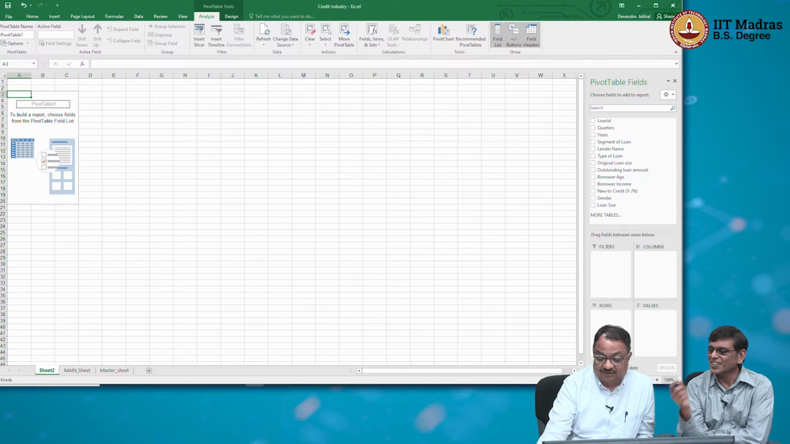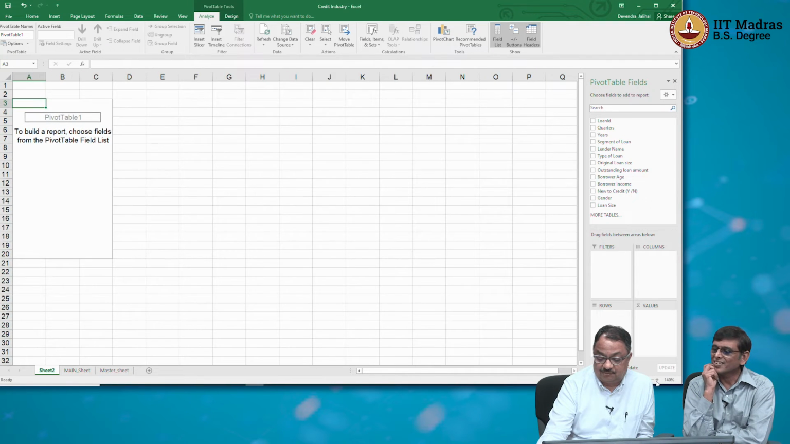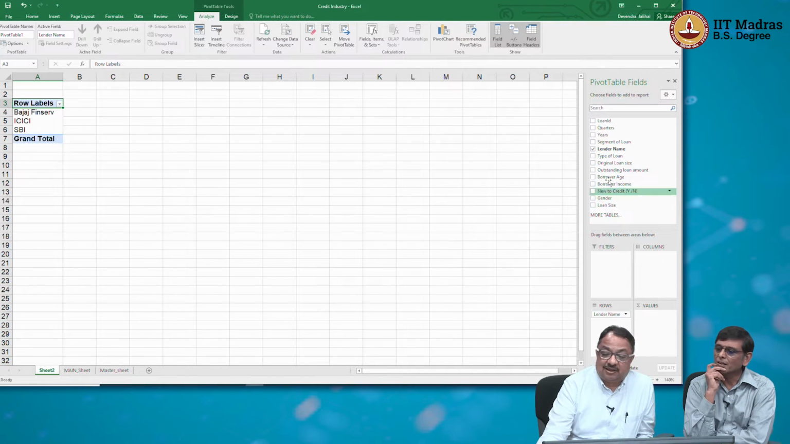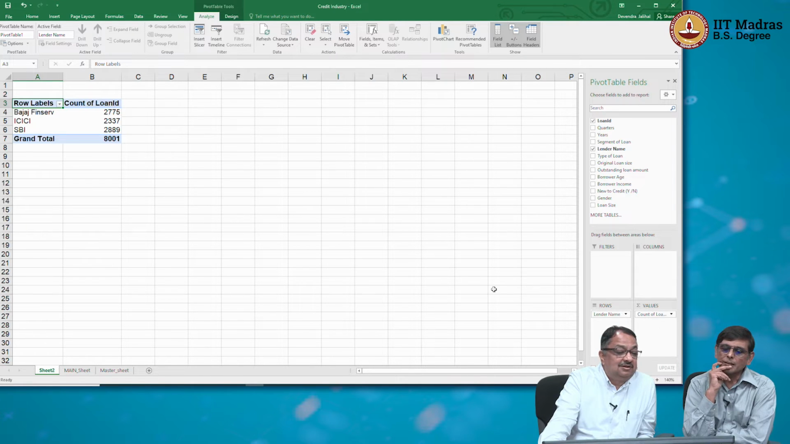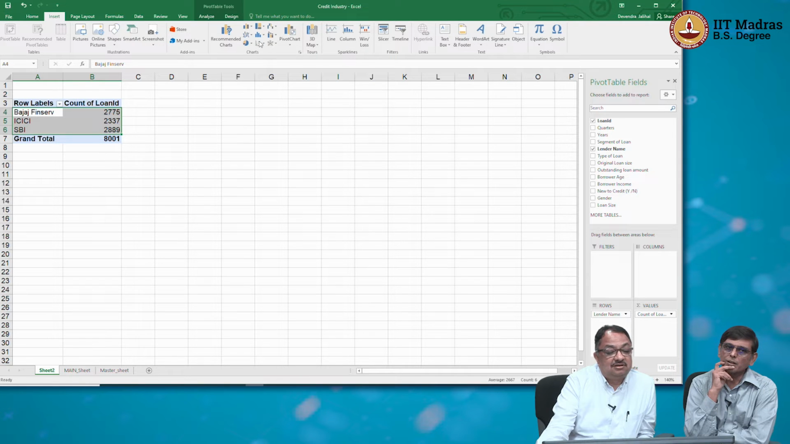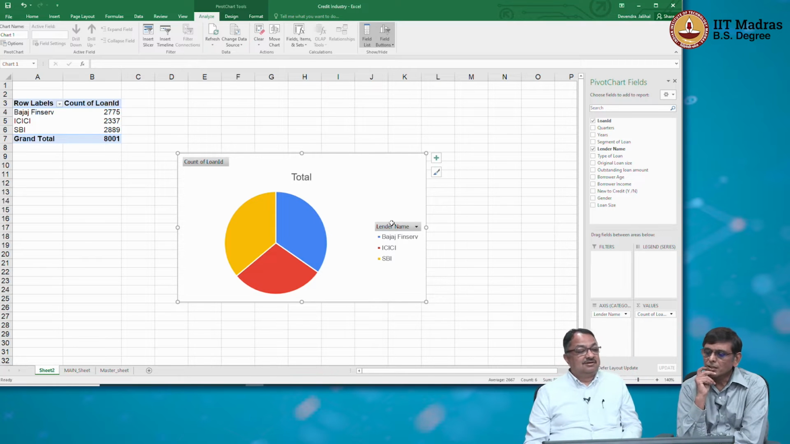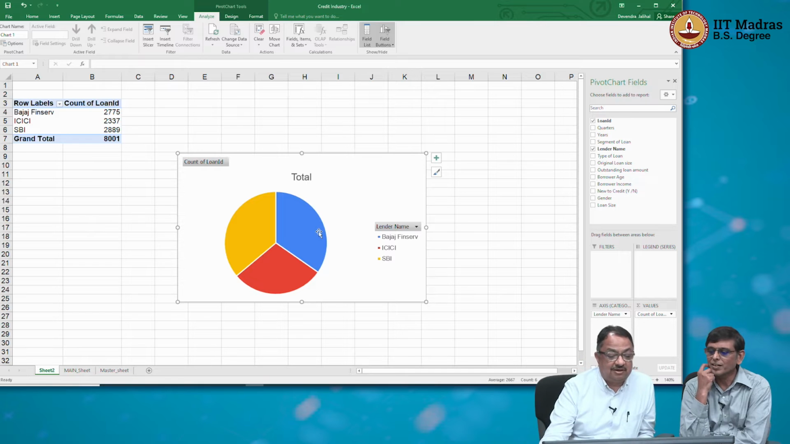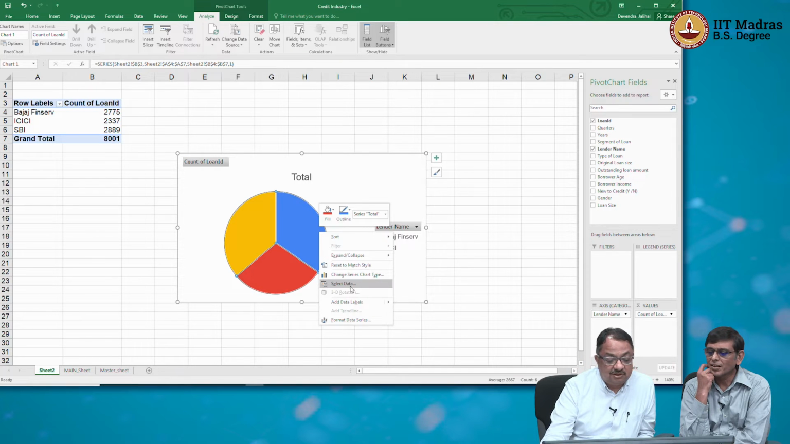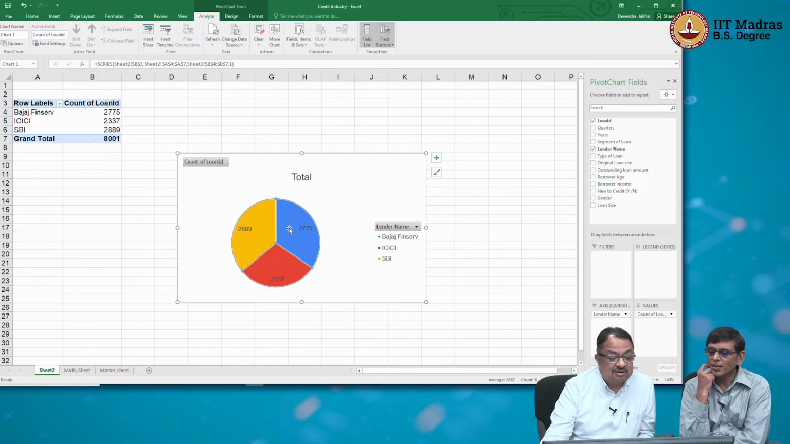I have to increase the size. Okay. Now I'm going to take lender name, and you want number of loans? Let's say number first. First we'll do number. Okay. Can we make a pie chart of this? Yeah, sure we can. We'll just select this and say insert. Oh, nice. Can you get the labels on that? Yeah, of course we can get labels. So add data labels, and you want percentages?